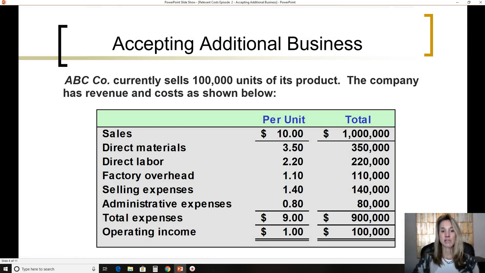So if ABC currently sells 100,000 units of its product, the company has revenue and costs as shown below. Sales of $10 per unit, their total expenses of $9 per unit, they have a profit of $1 per unit sold. And this is what it is in total.